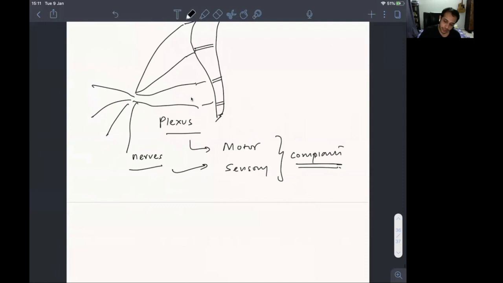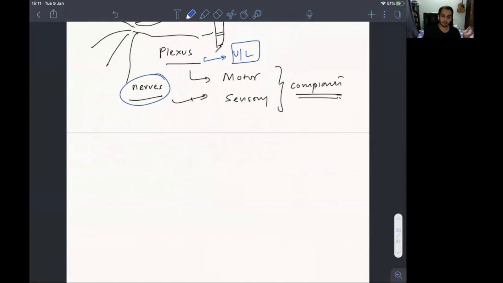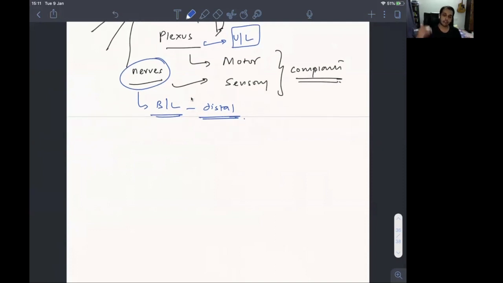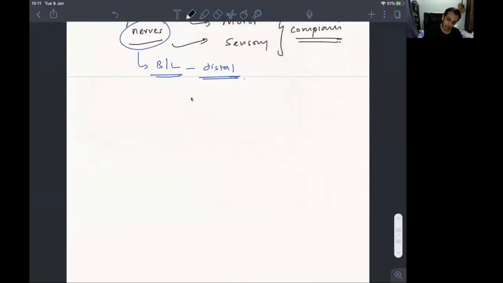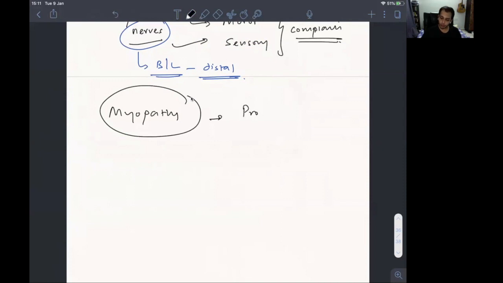Now, the characteristic of the plexus is that usually it is unilateral. So very rarely do you get bilateral plexus involvement. Whereas if it is a nerve problem, then it is very likely to be bilateral and distal. And the reason for this we have covered in the clinic in neuropathy, that nerves usually get affected distally first and then they proceed proximally. Now this is against the next site of lesion, which is myopathy, in which the muscles are usually involved proximally first.